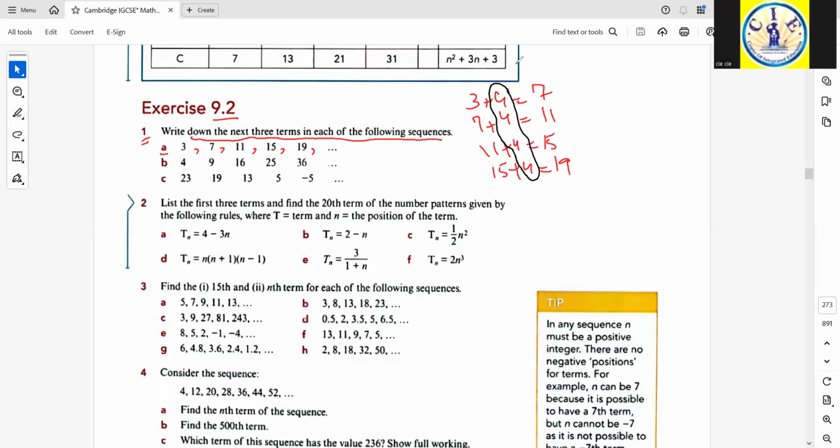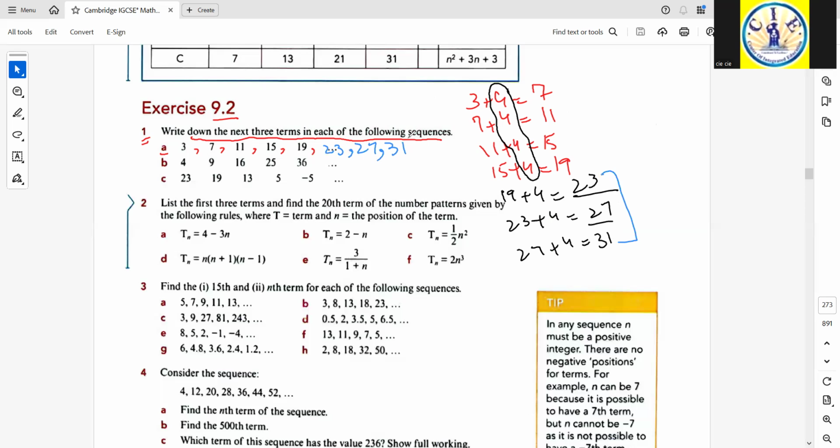So these type of sequences are the arithmetic sequences. So we need to find out the next terms. Obviously, the next term is going to be 19 plus 4, which is 23. Then 23 plus 4, that is going to be 27. And then 27 plus 4, it is going to be 31. So the next three terms would be these three: 23, 27, and 31. Okay, that was, I guess, pretty simple.